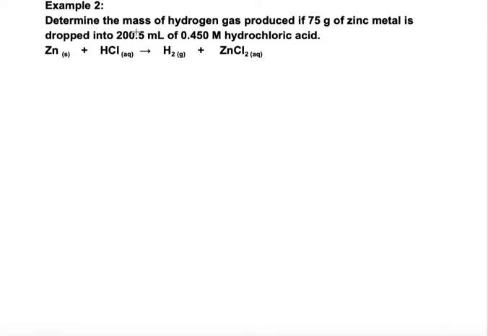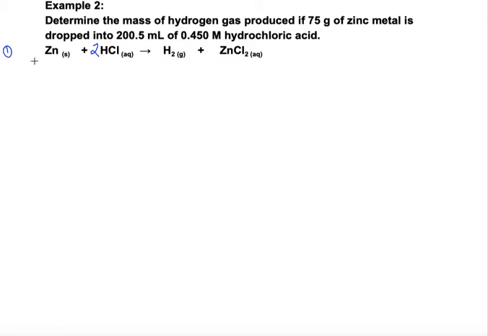It says determine the mass of hydrogen gas produced if 75 grams of zinc metal is dropped into 200.5 mL of 0.450 molar hydrochloric acid. So in this case, when I look at this reaction, I've got zinc and hydrochloric acid produces hydrogen and zinc chloride. Now, this balances as a 1:2 ratio. So from my stoichiometry perspective, or think of our 4 steps that we have, there's my balanced chemical equation.